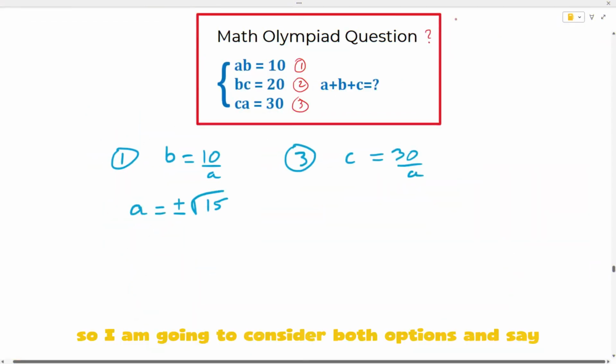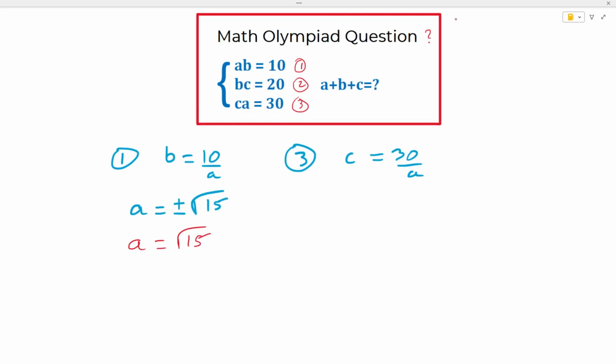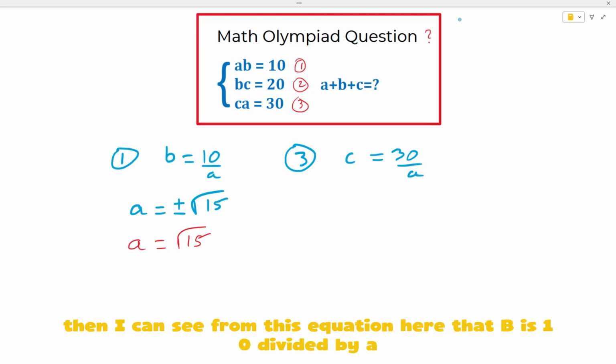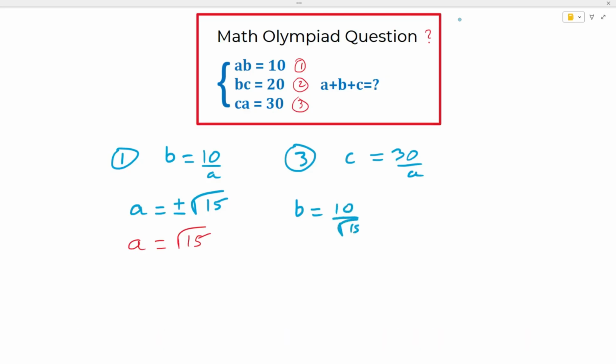So I am going to consider both options and say, let's imagine that A is equal to the positive square root of 15 and then see where we go from here. If A was the positive square root of 15, then I can see from this equation that b is 10 divided by a. So b would be 10 divided by the square root of 15.